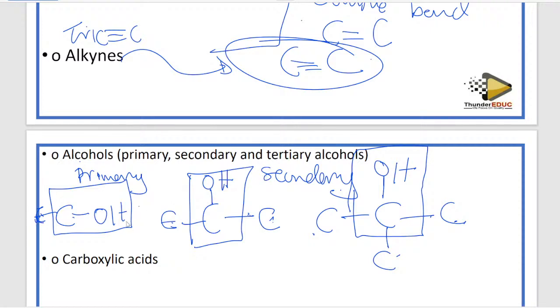But you need to know that the OH is attached to the carbon with one carbon. The OH is attached to a carbon atom with 2 carbon atoms. You see? While here the OH is attached to a carbon atom with 3 carbon atoms. So I'll explain this in detail when we reach the alcohols. So don't stress, just keep in touch. If you don't understand, let me know in the comment section.